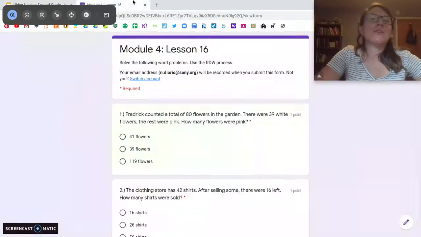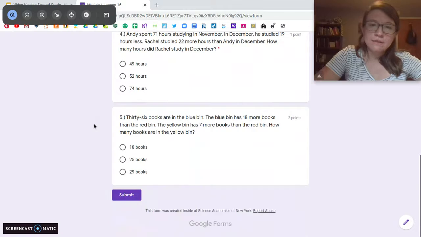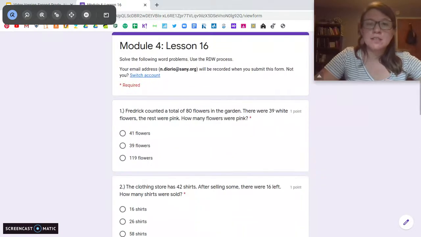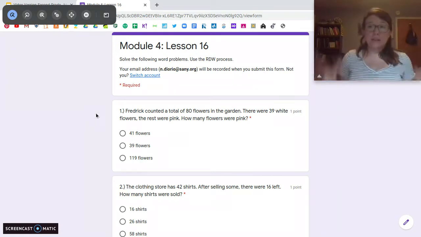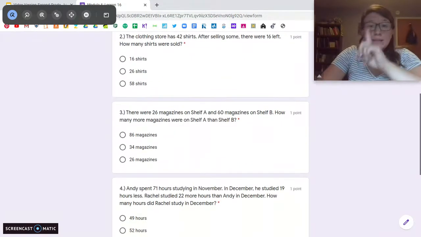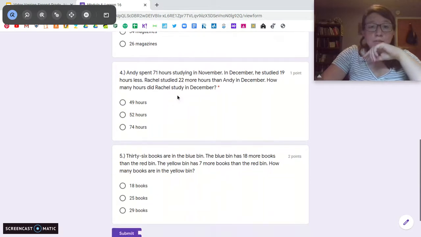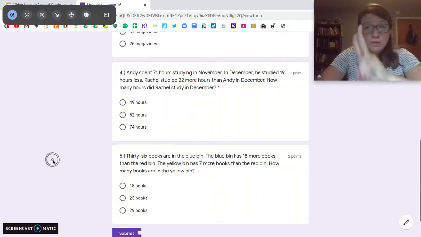Okay, so for your exit ticket today, there are 5 different word problems. I want you to solve them in whatever way you know how. Right here it says use the RDW process. Use the read, draw, write process. So you're going to read it, you're going to understand it, you're going to draw a picture, and then you're going to solve it. Most of these are one-step problems, but as you get to numbers 4 and 5, they're going to be two-step problems.